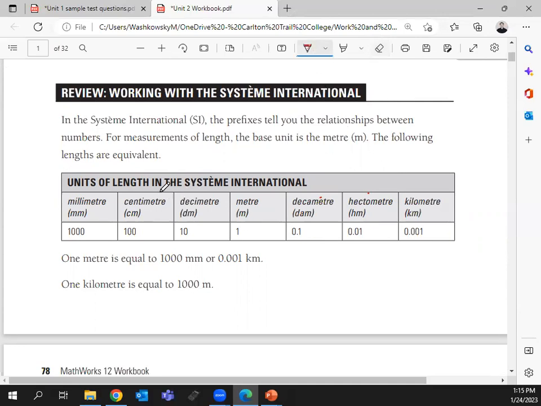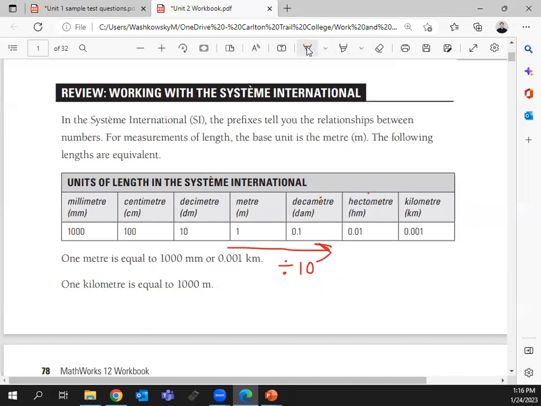If you ever want to convert, let's say you want to figure out how many centimeters are in a meter, you could use this chart for that. How you use this chart is, if you're going from left to right, you're dividing by 10 every single time. You see how we went from 1 meter to 0.1 decameters? They took that number and divided it by 10.